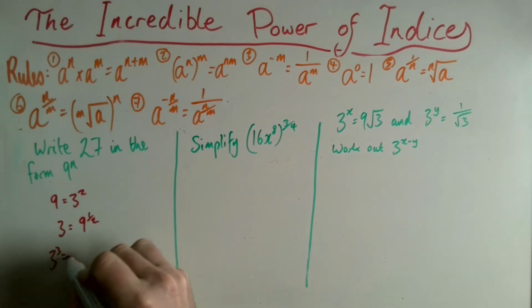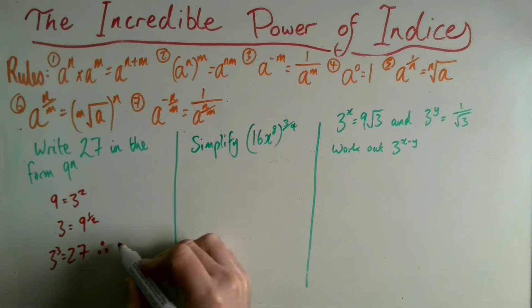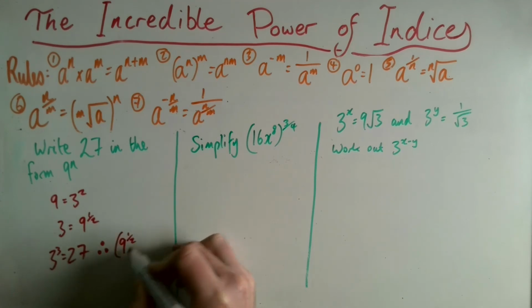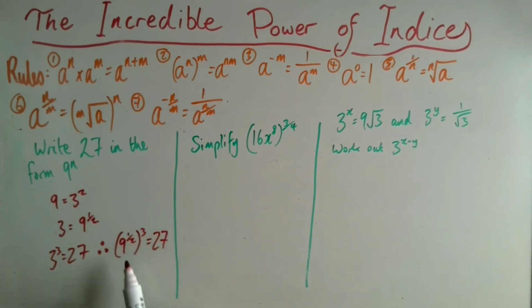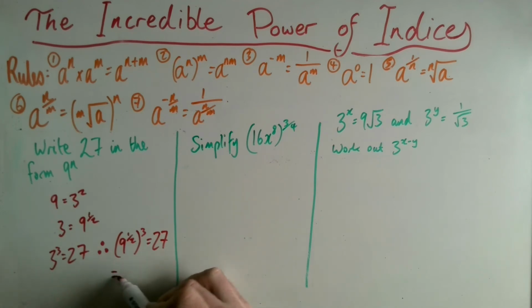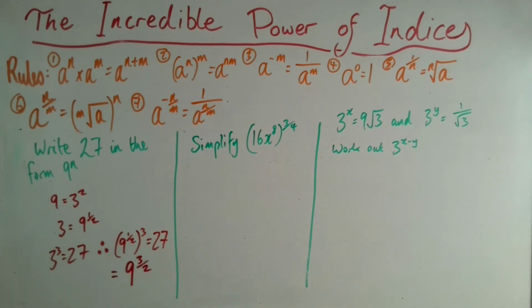3 cubed equals 27. Therefore, 9 to the power a half cubed equals 27. And you've kind of done it there, but really we should then expand that bracket to give us 9 to the power 3 over 2.